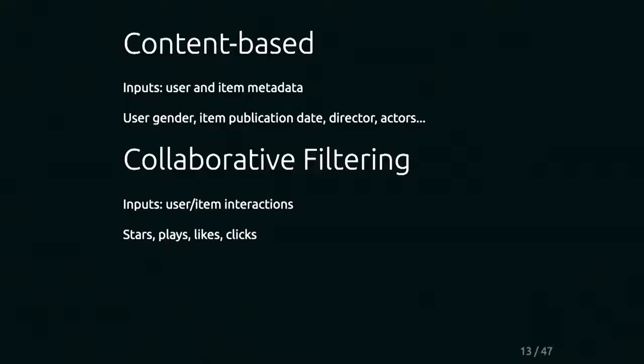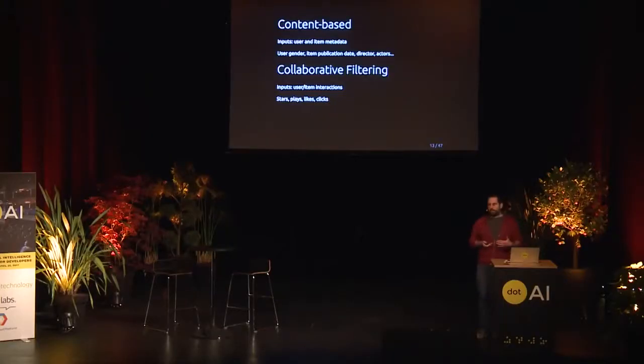And there is another kind of input that you can use, which is not the description of the items, but the interactions between users and items. In that case, we just represent the users and items as integers, identifiers, in the catalog and the user base, and we just count the number of times one user is interacting with one item. And the interactions can be of several kinds. They could be stars, number of plays, number of likes, number of comments, number of clicks in search results, and so on. So in that case, we aggregate a lot of data based on the user activity, basically.